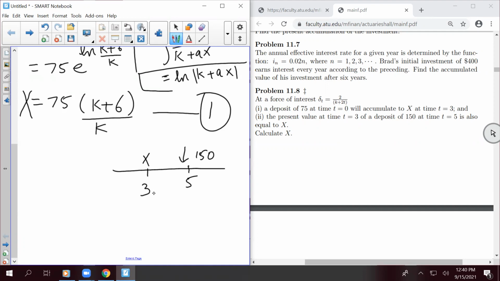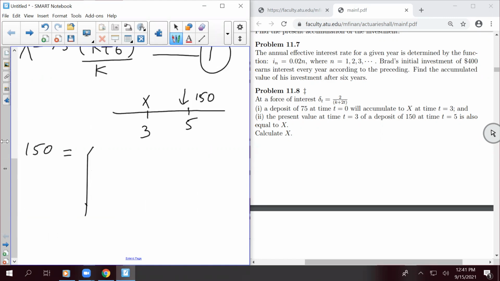So if you think this way, then x is like the principal, and 150 is the accumulated value. What happened here? Why did I get this big line? X is the principal. Why does this keep happening? E power the integral. Okay, tell me the bounds of integration. 3 to 5, delta t dt.